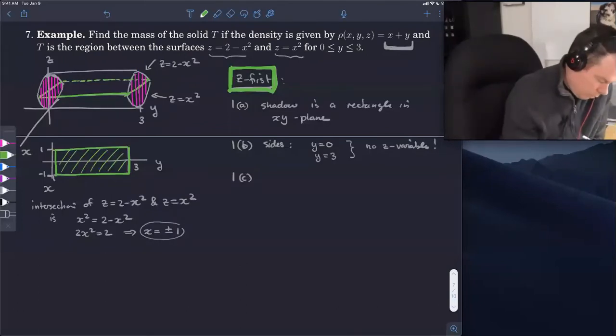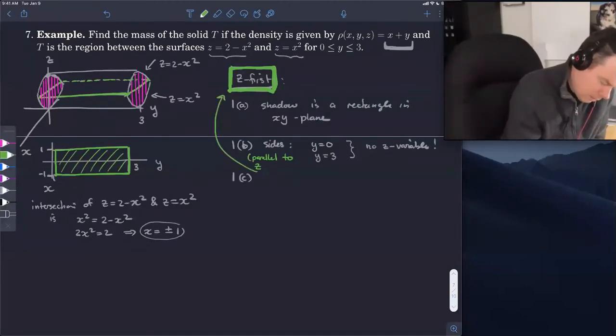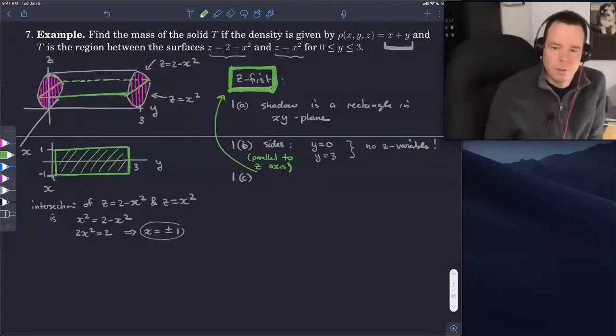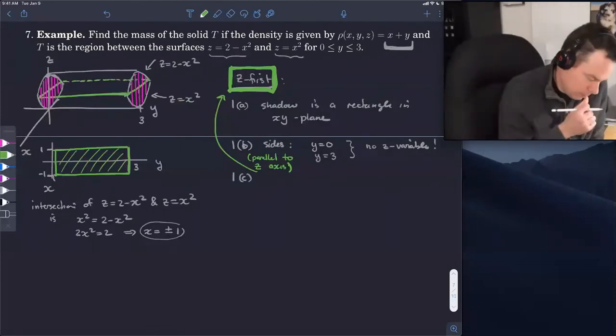Okay. So I will say sides parallel to z, and that's because of that z axis. So that's what I'm interested in when I'm talking about sides. What are the boundaries, parts of the boundary that are parallel to the z axis?